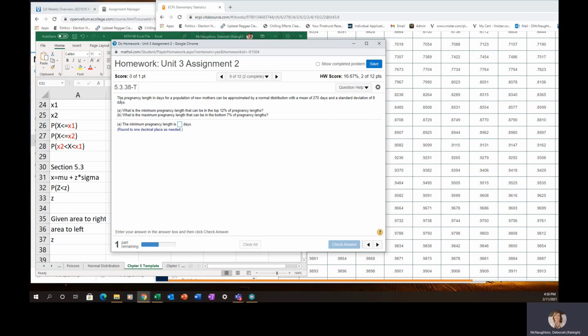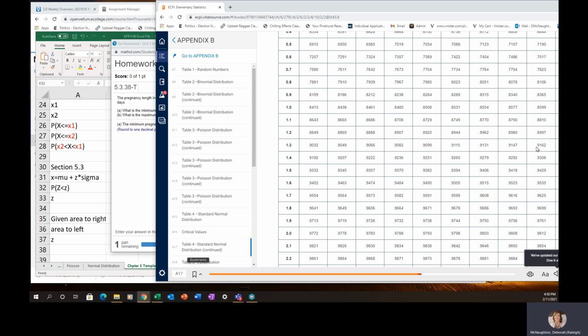The pregnancy length in days for a population of new mothers can be approximated by a normal distribution with a mean of 270 days and a standard deviation of 8. What is the minimum pregnancy length that would be in the top 12% and the bottom 7%? If I wanted to do this using the tables, the top 12% means the area to the right is 0.12. So I would look up the area to the left, which is 1 minus 0.12, or 0.88.